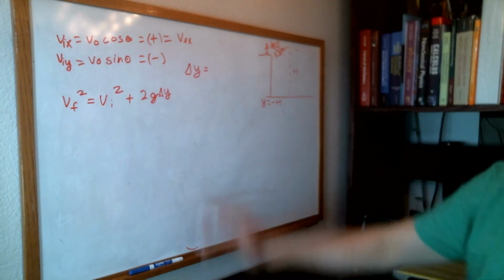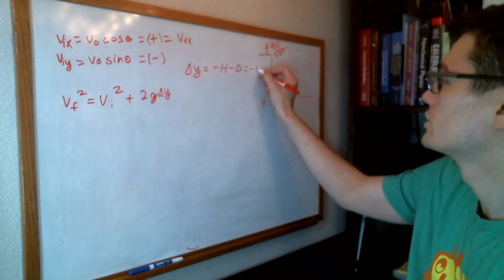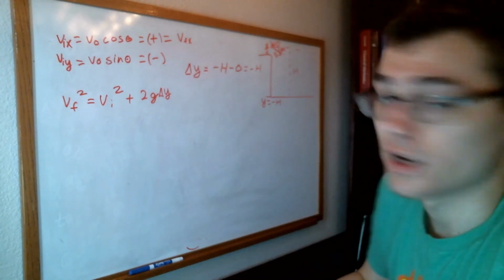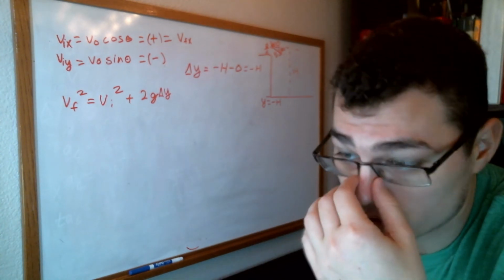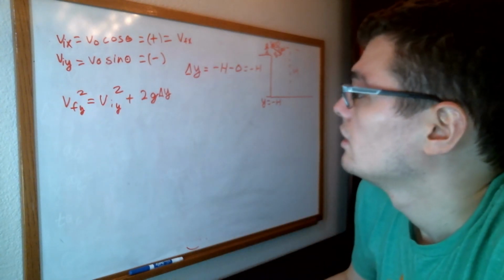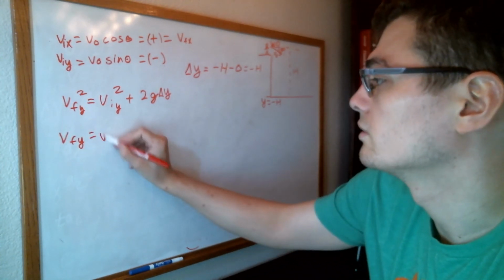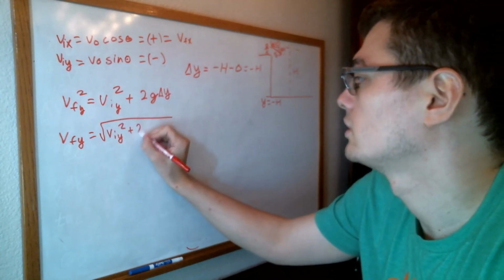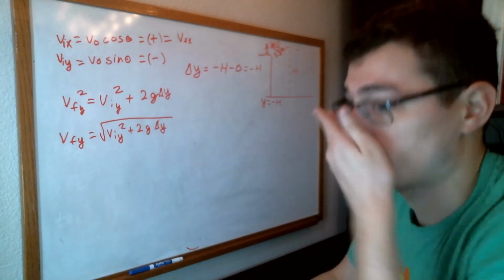And then our g is going to be negative, because this is going to be negative h minus 0 equals negative h. So the negatives from our g and our delta y are going to end up canceling out. So now all we have to do is say, and this is all in the y direction, right? Then vfy is going to be equal to the square root of this quantity here, viy squared plus 2g delta y. This is all going to be positive.